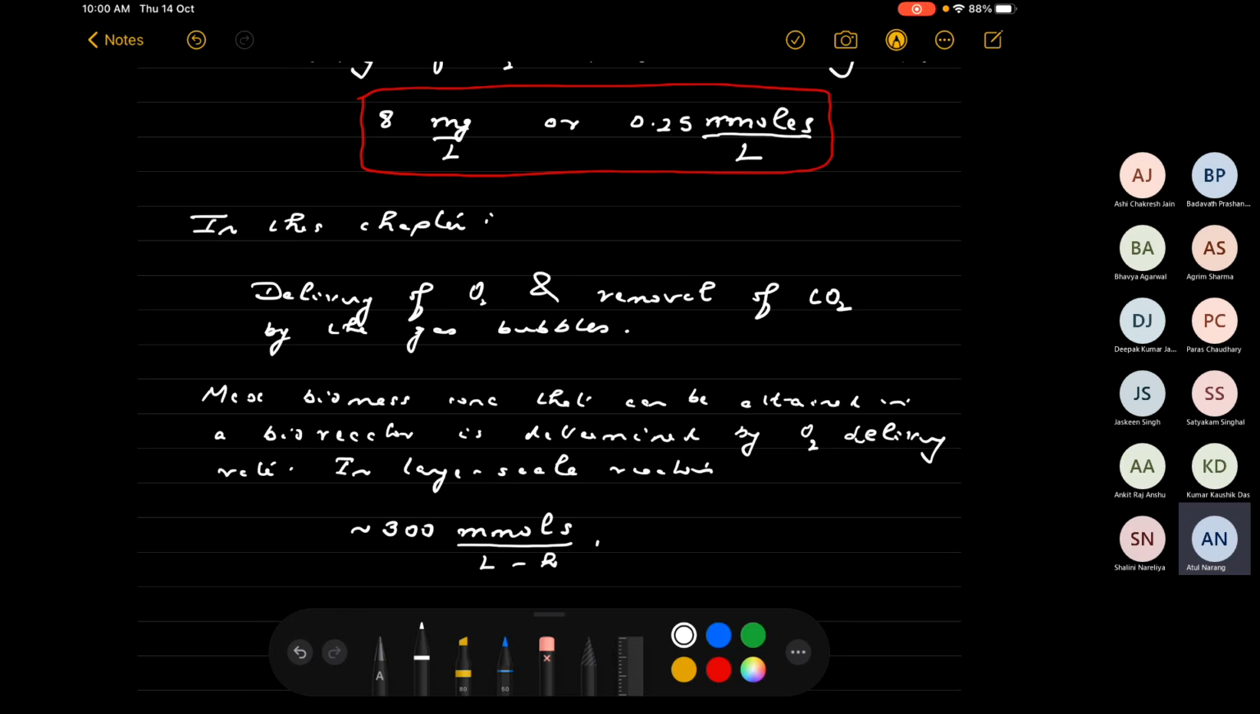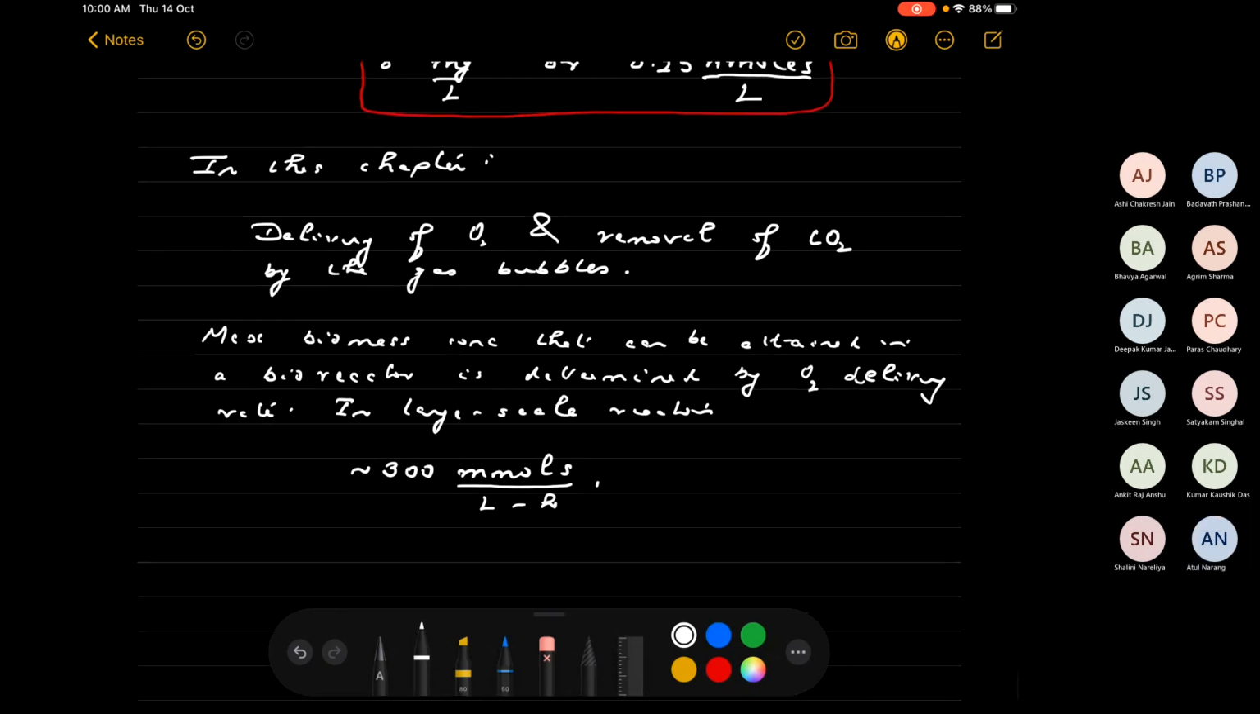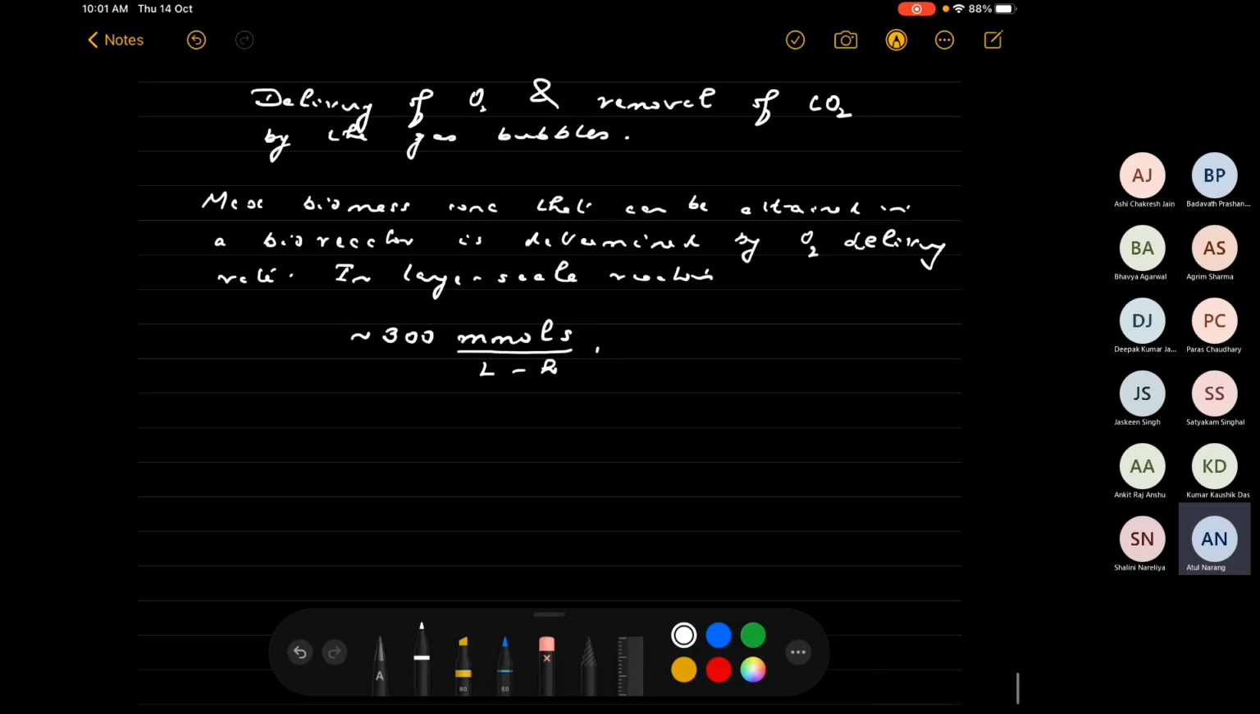And if you know how many millimoles are consumed per gram dry weight of cell, you can quickly estimate what is the upper limit of the biomass concentration that you can maintain. And we'll do problems of this sort later on.